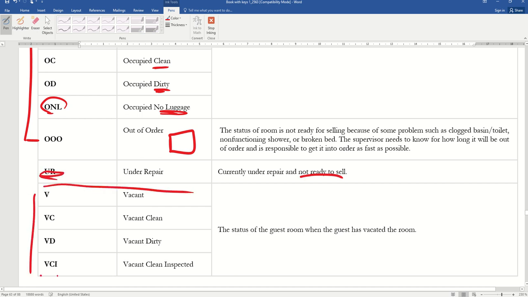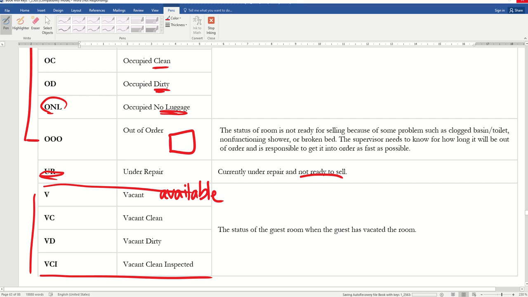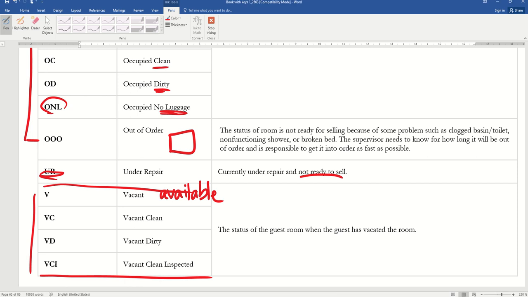And V, vacant or available. After the guest checks out, the room status is changed into V. But there are 4 Vs. VC, VD, and VCI. Different again. It is available now, but has not been cleaned yet, so it is not ready for the next guest. This one is ready, and this one is very ready.